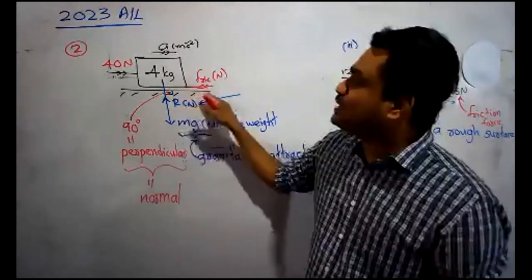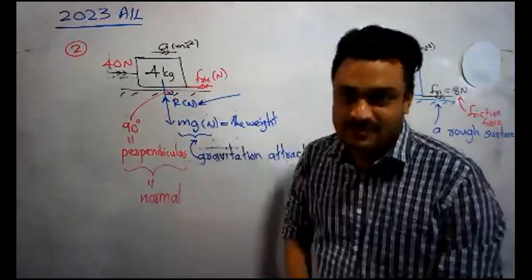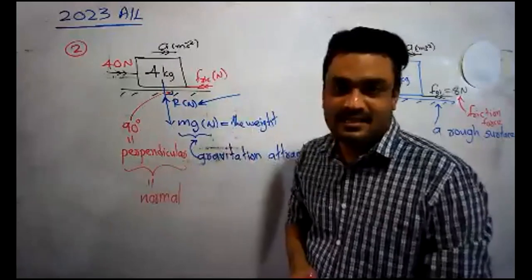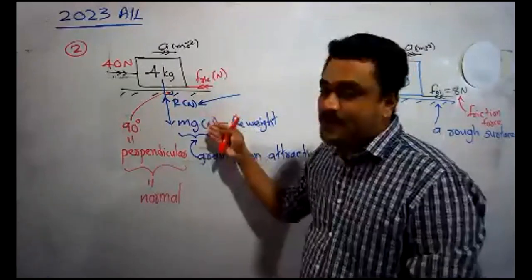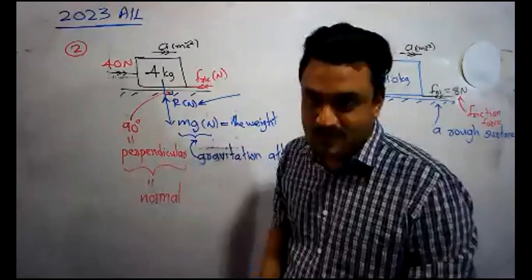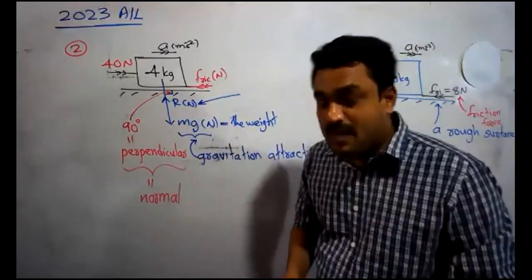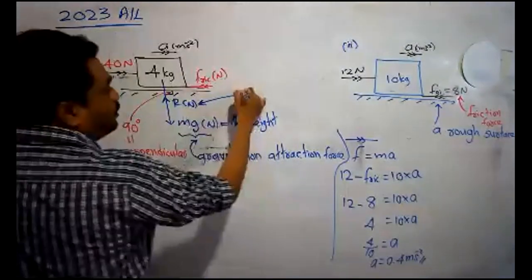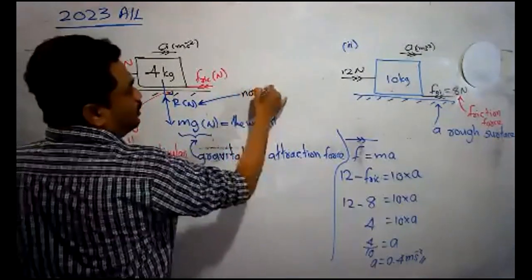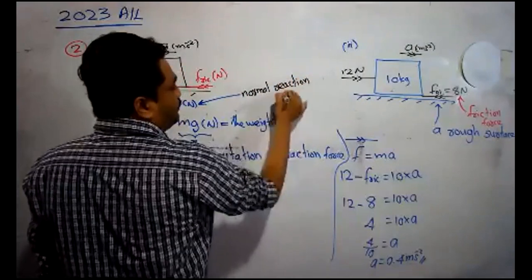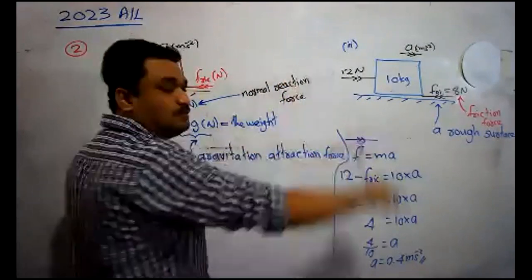R force is perpendicular to the surface, and R force is given by the surface. Therefore, it is called perpendicular reaction force. Without saying perpendicular reaction force, it is said normal reaction force. Please mark them all. Normal reaction force. Mark them all.